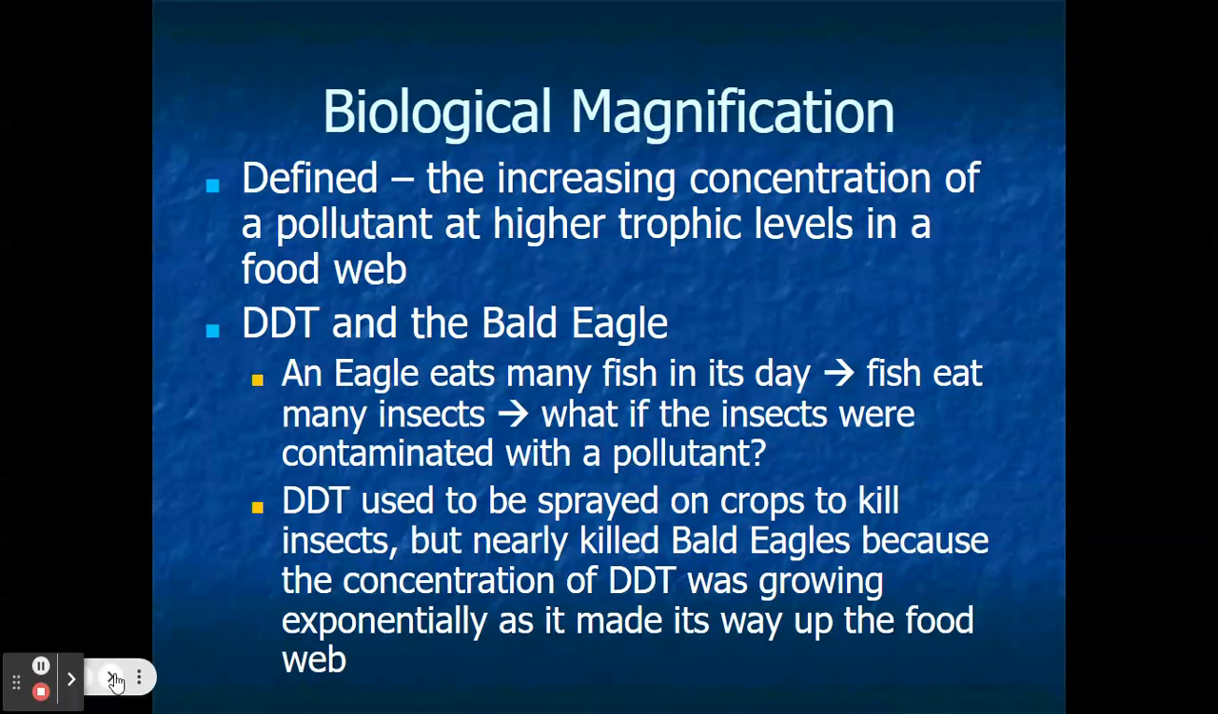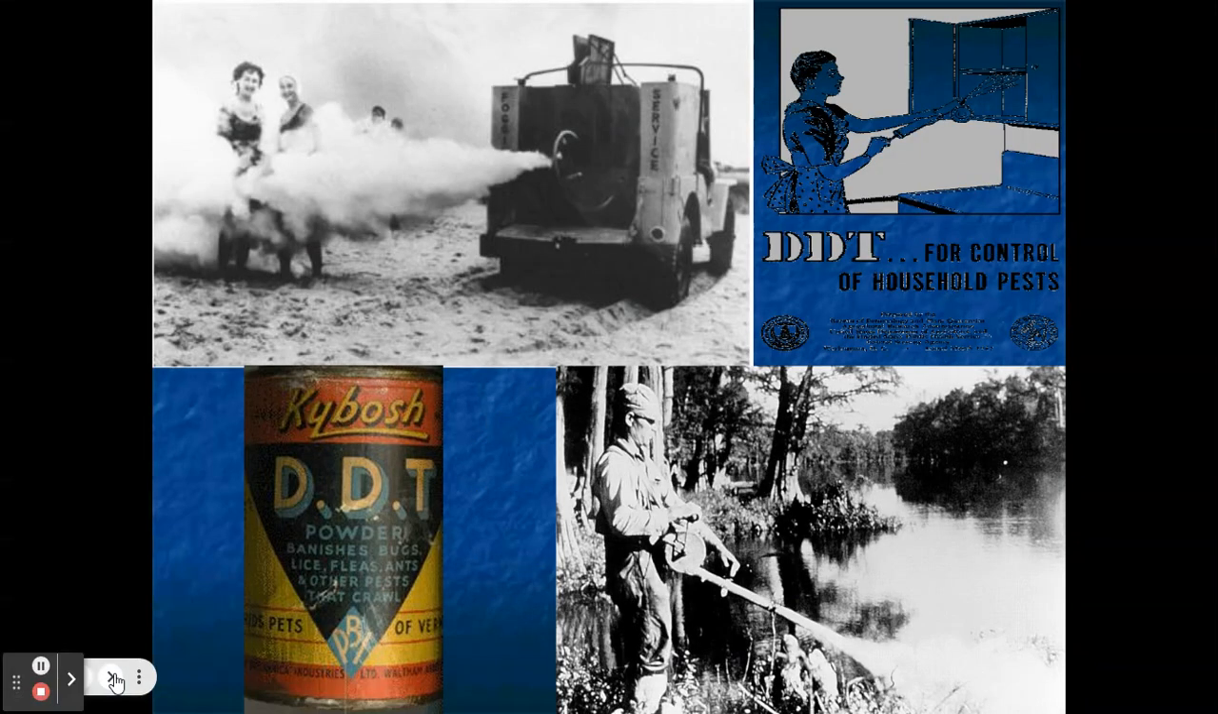Now imagine if that were the people that were eating the fish and not the bird. What would that have done to the human population? So here are some images of DDT. Notice that DDT was very widely used. It was administered in such a low dose that it was considered not to be harmful for people.